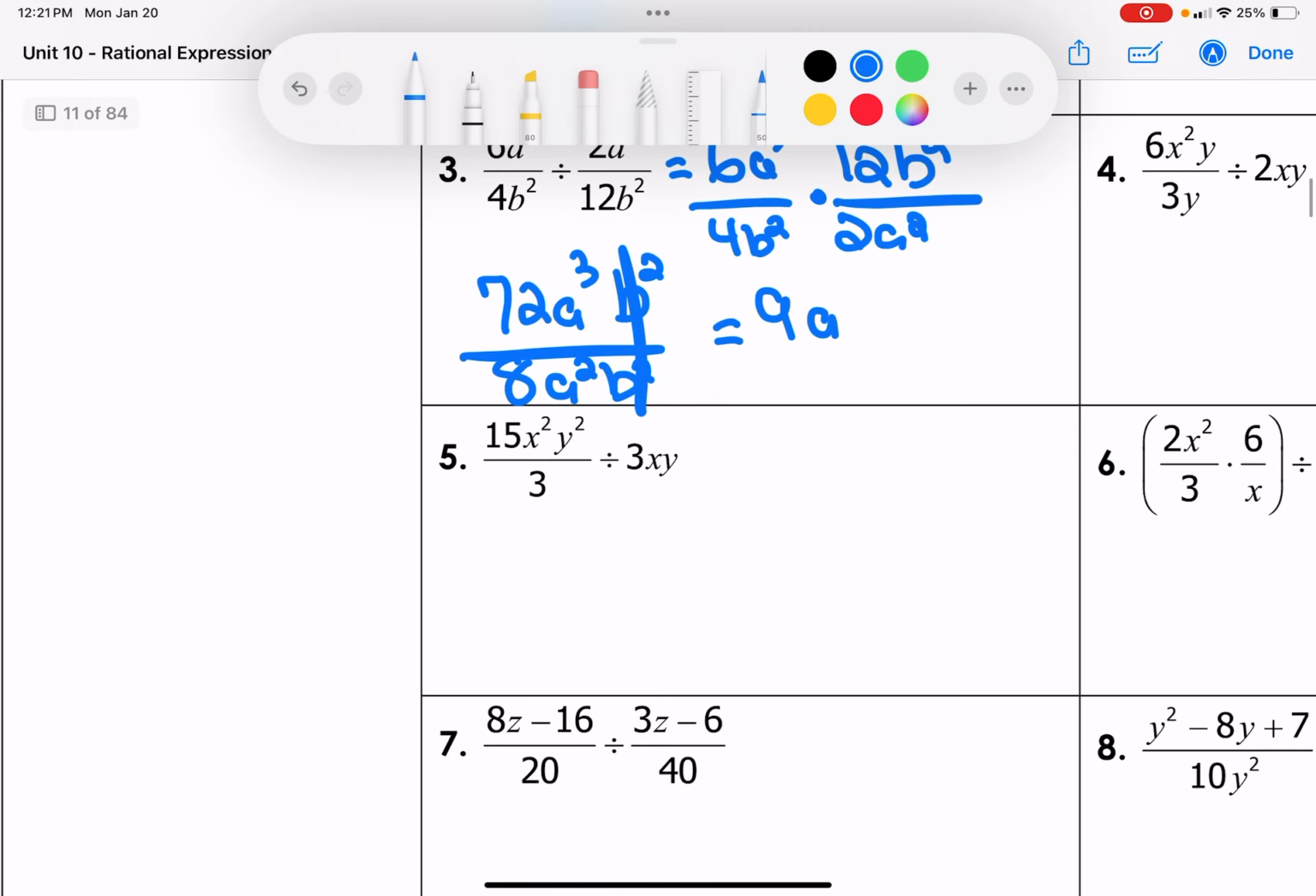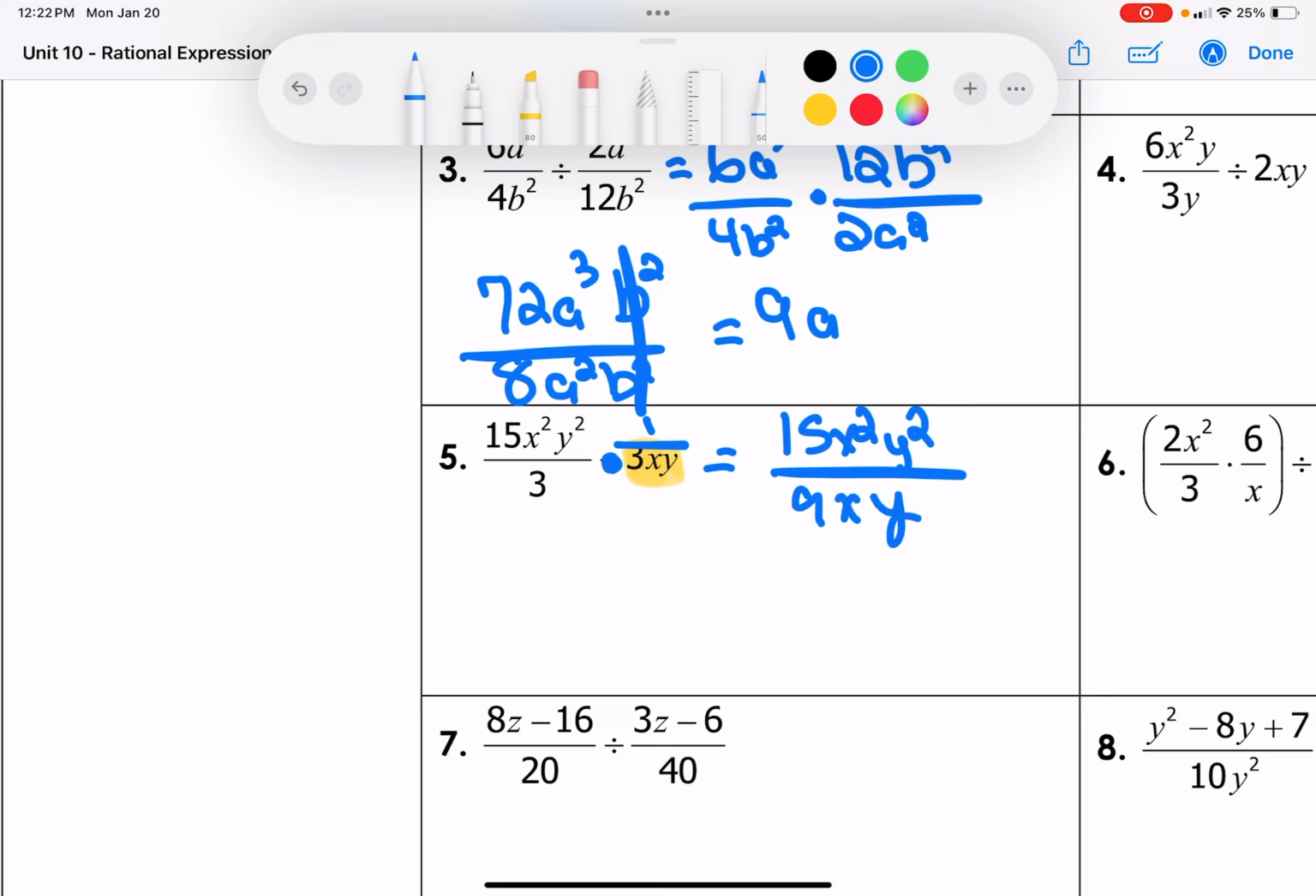All right, let's look at the next one. Well, we got a whole number here, right? Doesn't matter. You're still just going to multiply times the reciprocal. Same idea. So we're going to put this under a 1, because the reciprocal of a whole number is just that number under 1. So now I'm just going to multiply across. 15x squared y squared times 1 is 15x squared y squared.